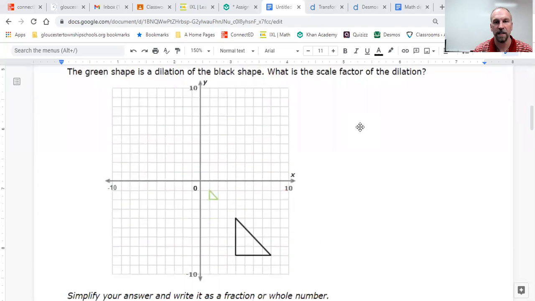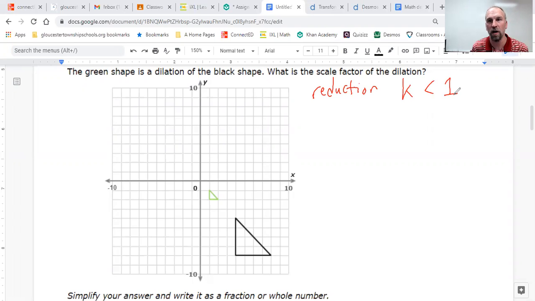Here's a reduction or a shrink. The green shape, look how tiny it is. That tiny little green shape is a dilation of the black shape. What's the scale factor of the dilation? Well, I know I got smaller, so I know I have a reduction. This is a reduction, which means that my scale factor has to be less than 1. It's going to be some sort of fraction.